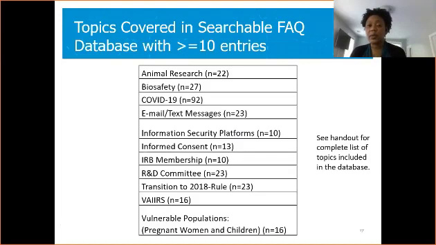So what's in the database and what's not in there? What's in the searchable FAQ? When we did our analysis of the topics that are covered in the searchable FAQs with greater than or equal to 10 entries, here's a list of what's in there. So if you're looking for stuff on COVID-19, we probably have you covered, right? If you're looking for stuff on email and text messaging, whether it can be used in research, there's a lot of records on that. What this does, by doing this analysis, is tell us where we need to focus our efforts.